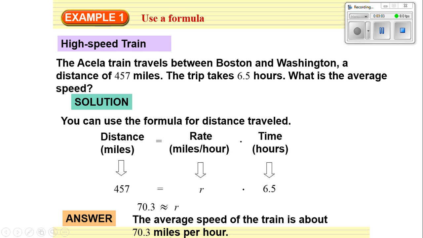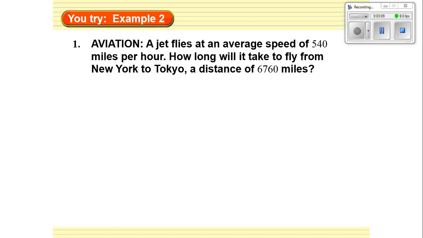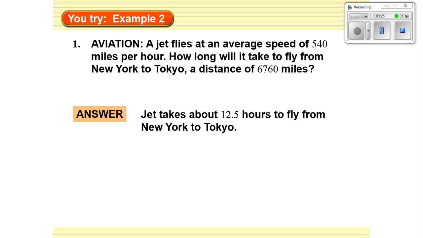Okay, let's try another one, except for this one is aviation. So a jet flies at an average speed of 540 miles per hour. How long will it take to fly from New York to Tokyo? A distance of 6,760 miles. So I already gave you the answer here. We would get 12.5 hours, but how would we do that?